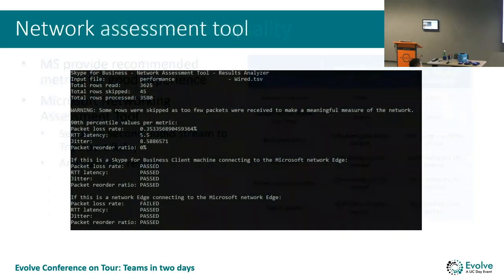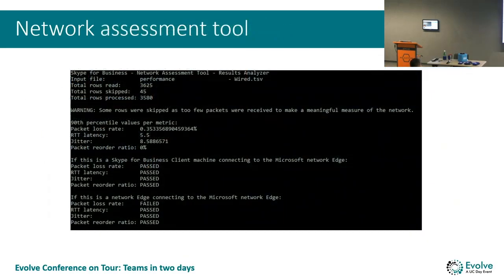If you chuck that through the tool, you will get a 90th percentile average of your metrics. So that is Microsoft is chopping out the bottom and top results from all those tests. And then you get a pass or a fail. So you can see here this one, it's called Skype for Business just because that's what they've got written in the tool. But packet loss rate, RTT, jitter, pass. If this was from the edge, we actually failed on the packet loss rate there.